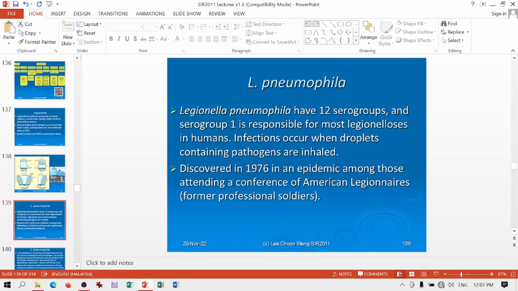It was first discovered in 1976 among those who attended a conference of American Legionnaires, which is a group of former professional soldiers. What happened was the ventilation system in the hotel where the conference was held was contaminated with Legionella pneumophila, and after the conference, when the participants went back to their respective hometowns, they all came down with the same symptoms and illnesses. An epidemiologist was able to look at their history and connect them all back to this conference. That's why it was named Legionella.